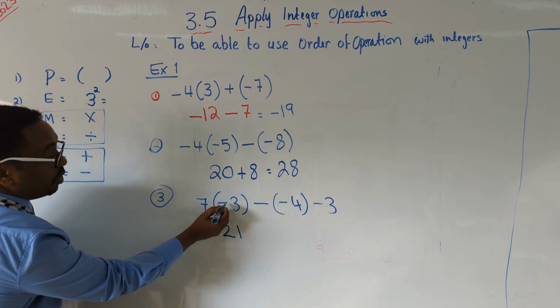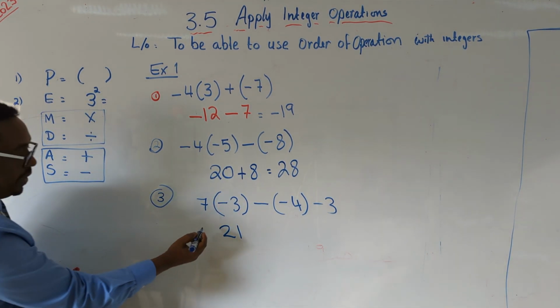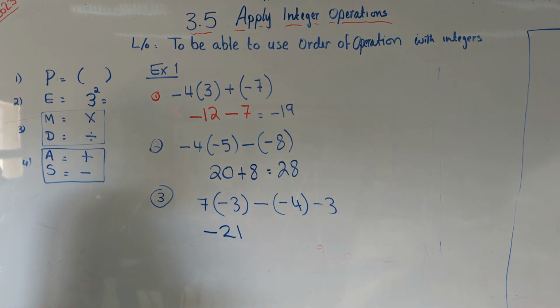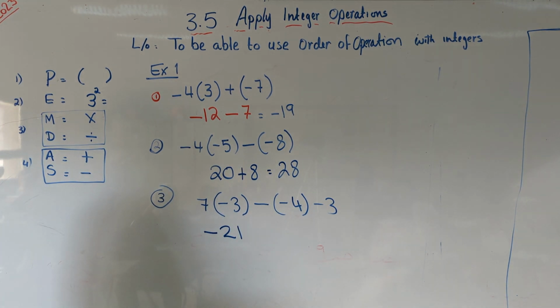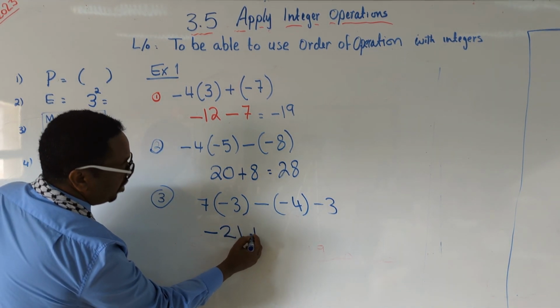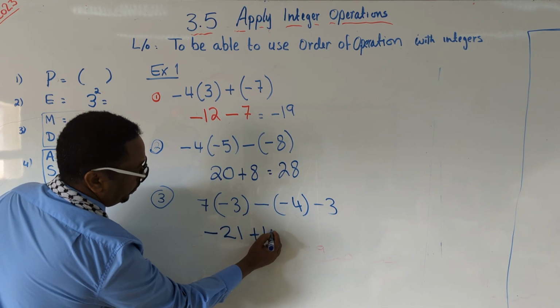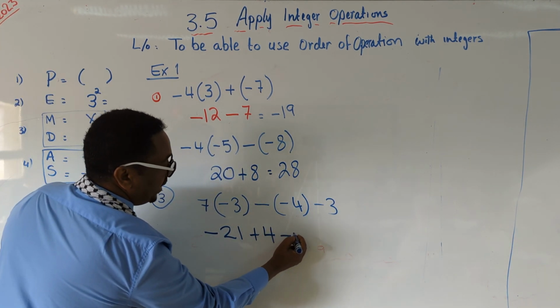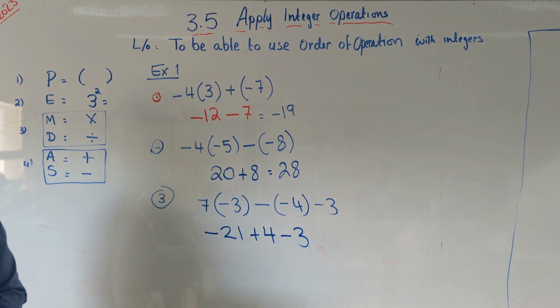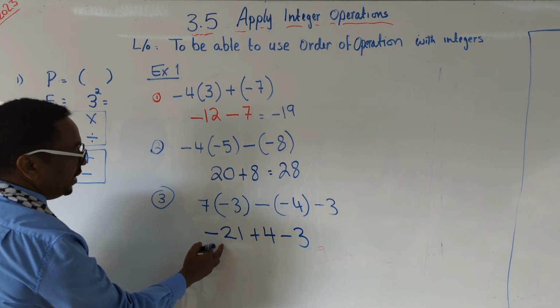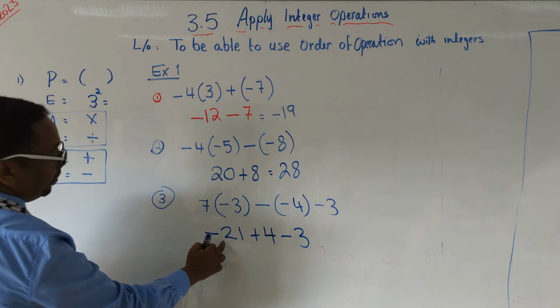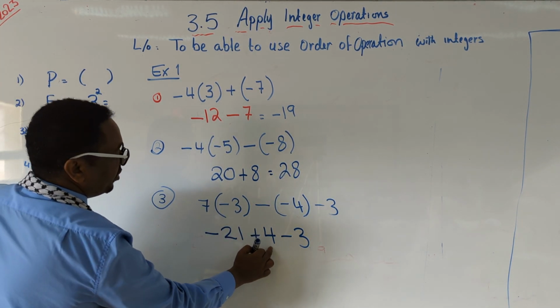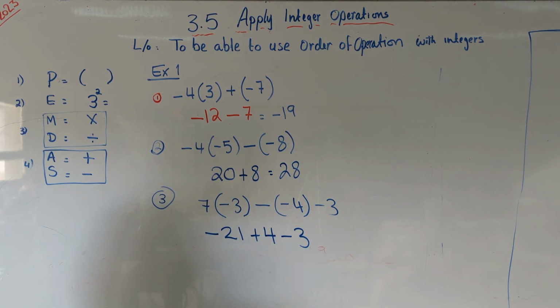Okay, 21, because one of them is negative, the answer will become negative as well, right? Now here negative and negative, they give us what? Positive. So we have plus 4. And then we have minus 3. Are you with me? Okay, so should we do the negative 21 plus 4? What will that give us?